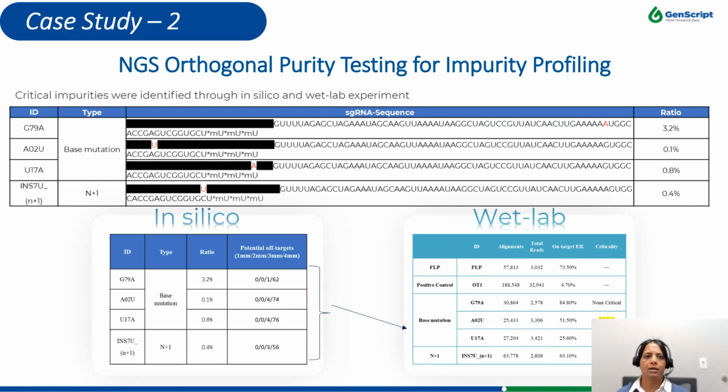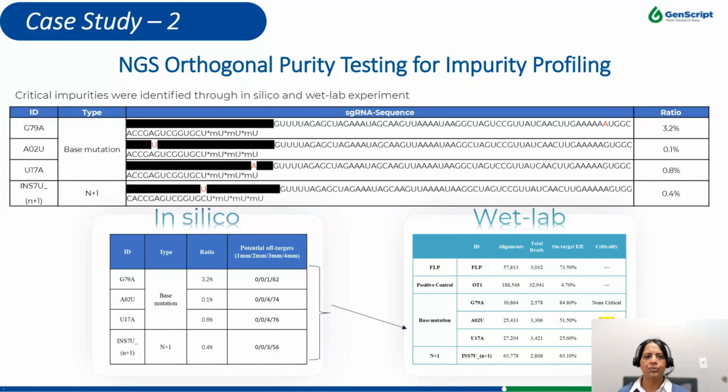Here, we use the NGS orthogonal purity testing for impurity profiling and purity testing. This is a real case study. We worked with one of our clients. We blacked out the guide region and found that using NGS, we could detect the mutations, including the base mutation and N+1 mutation at different levels.